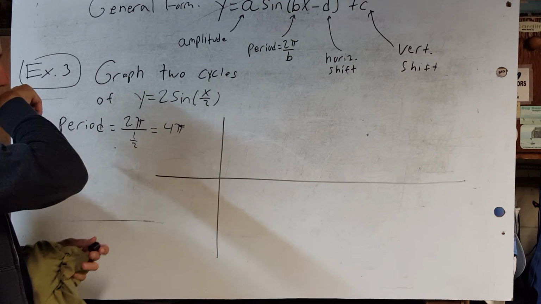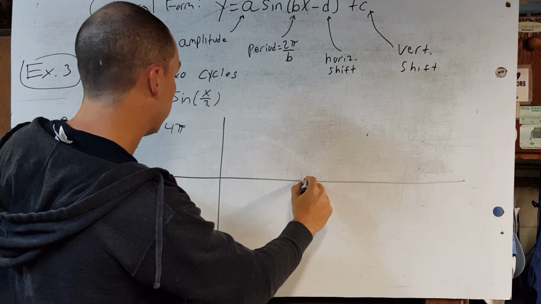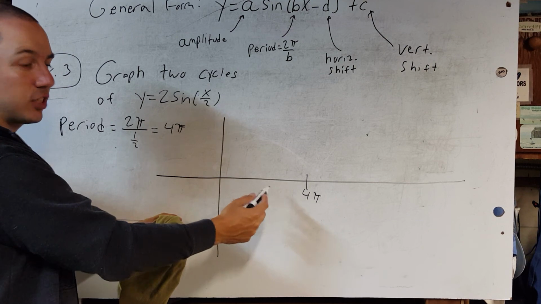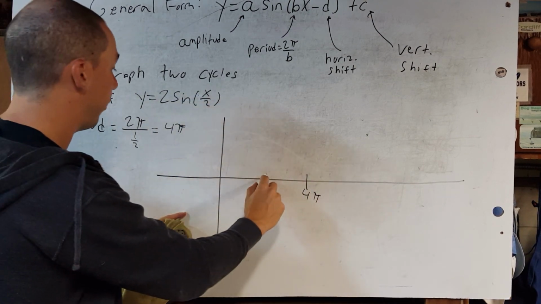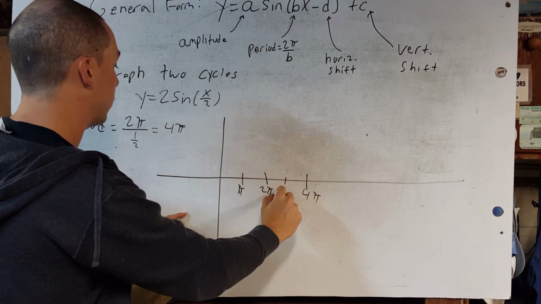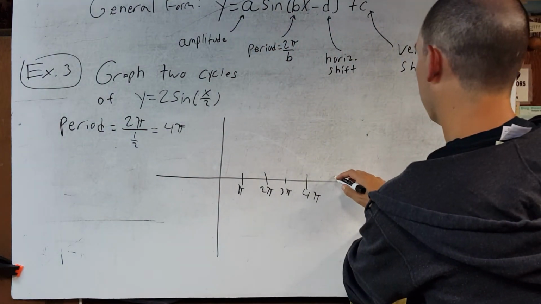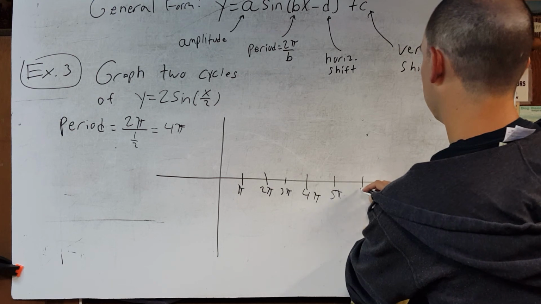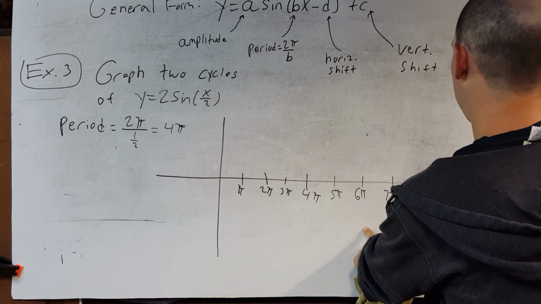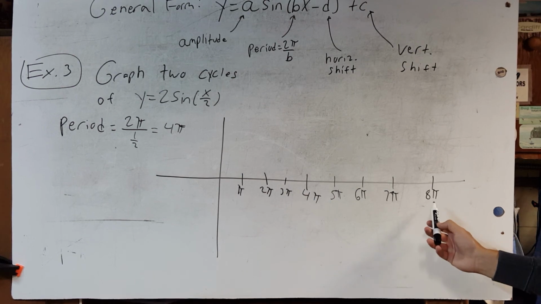So one cycle, or one period, now takes 4 pi. So let's put 4 pi right there. I need to cut this into 4 equal sections because that's one cycle of sine. So here's pi, 2 pi, 3 pi, and then you need another cycle. So you need to go 5 pi, 6 pi, 7 pi, 8 pi. So one period took 4 pi, well, 2 periods or 2 cycles will take 8 pi.